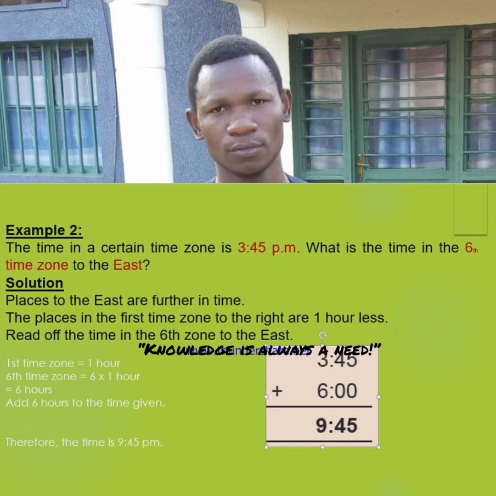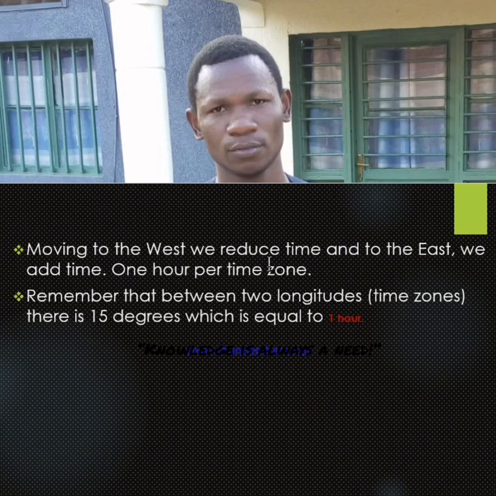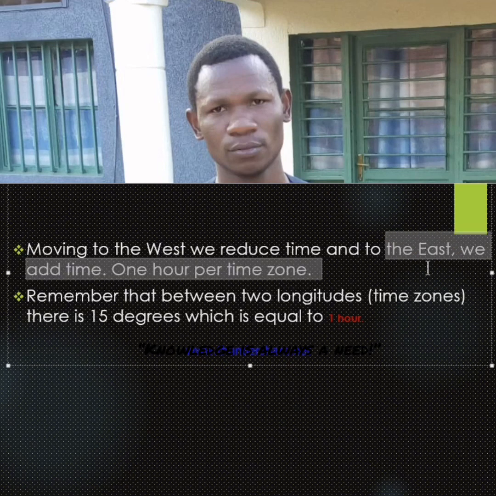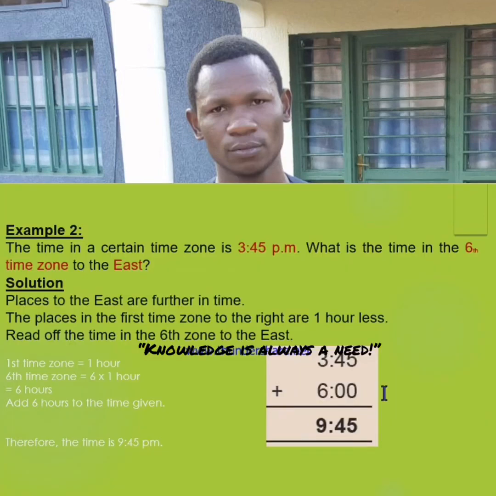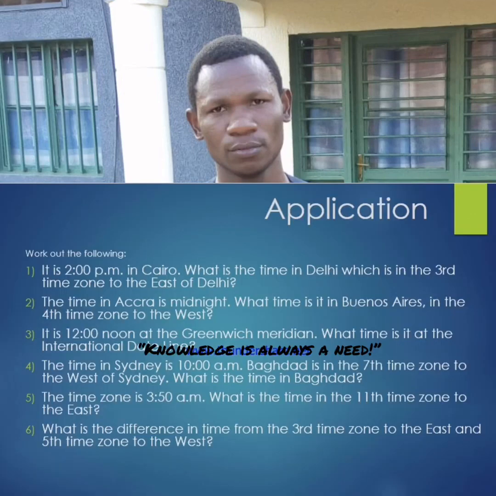I'll remind you, we have said that to the east the time is added. That is why here, because it is added, we found that from 3:45 p.m. going to the east 6 time zones, the time was increased by 6 hours.